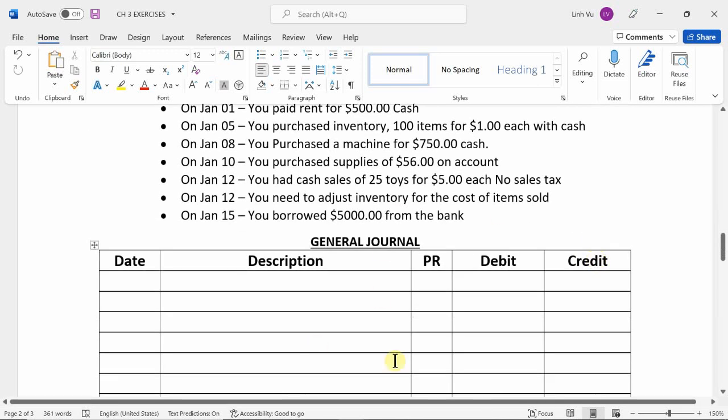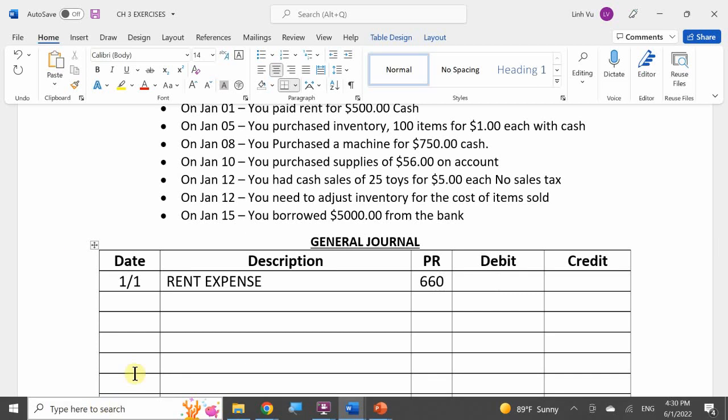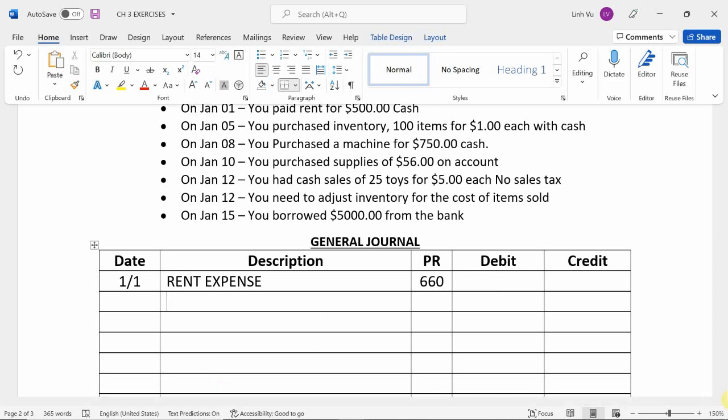Okay, all right. So first things first, we have to write our date in: January 1st. We determine rent comes first, so we're on step 7 now. Rent expense. What account number was that? 660, okay? We determine that's going to come first. Then we put 500 in debit, correct, because we spent 500, so we gain $500 worth of rent.